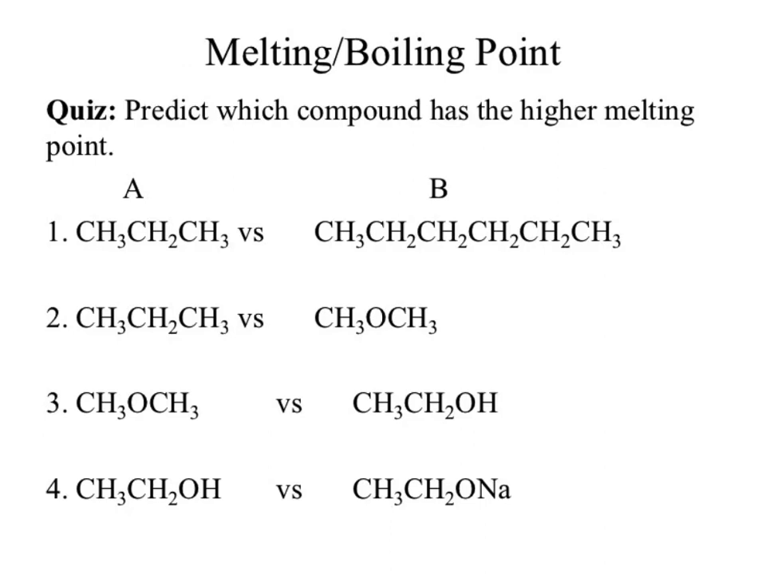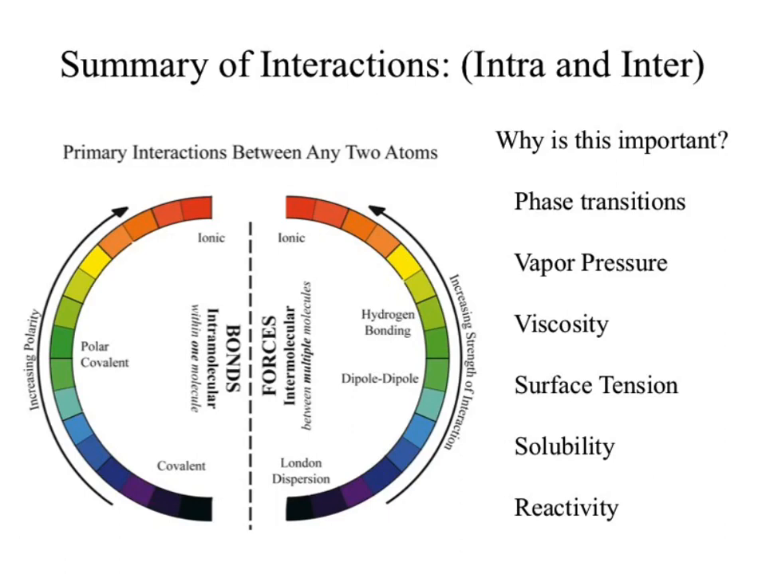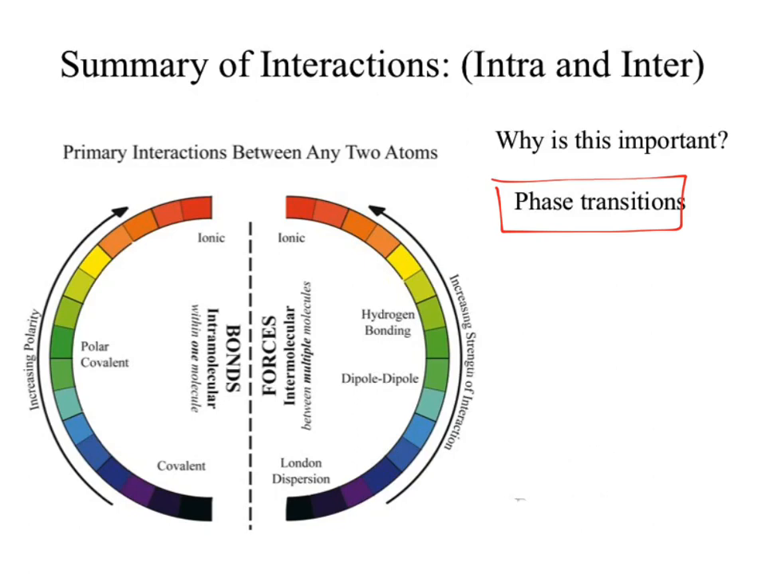some questions. Melting point and boiling point. Where are we? Predict which compound has the higher melting point. Okay. Well, this is going to come back to, again, our colorful wheel. It's our phase transition. So for a melting point, what are we talking about? Making a solid a liquid? The solid needs to become a liquid.